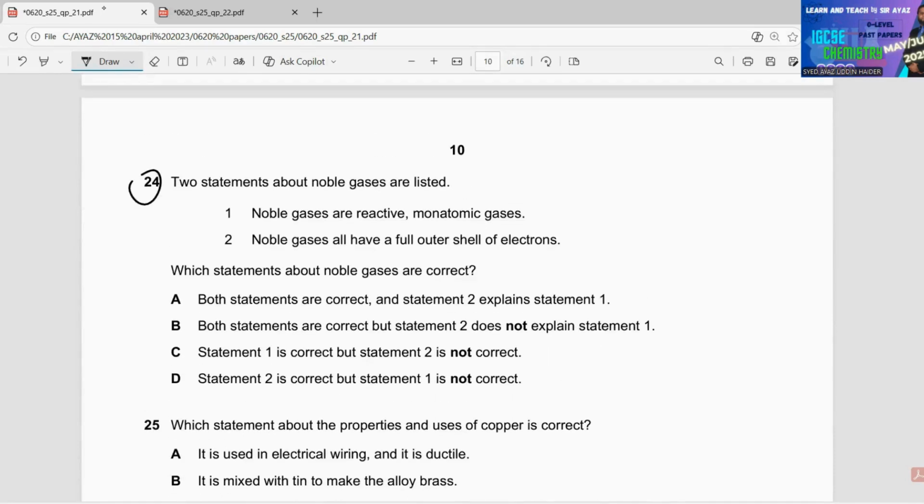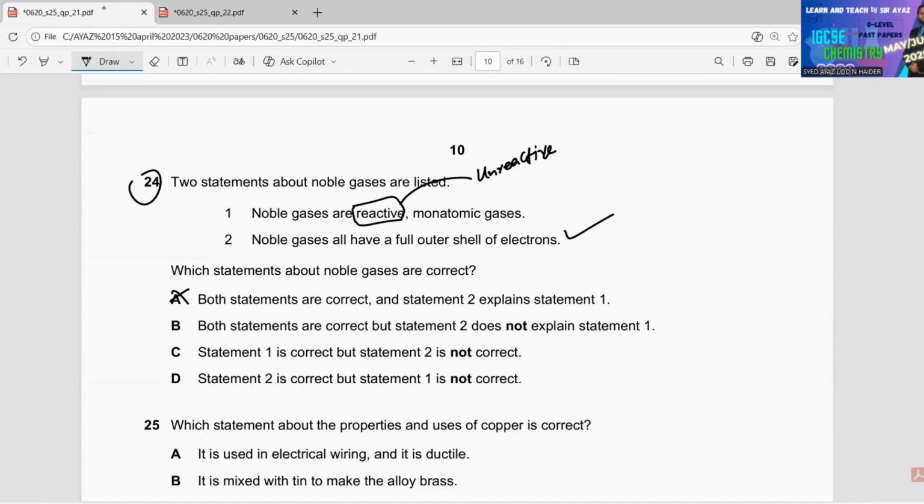24. Two statements about noble gases are listed. Number 1, noble gases are reactive monatomic gases. This is incorrect. They are not reactive. I will write unreactive. Number 2, noble gases all have a full outer shell of electrons. This statement is correct. Which statements about noble gases are correct?